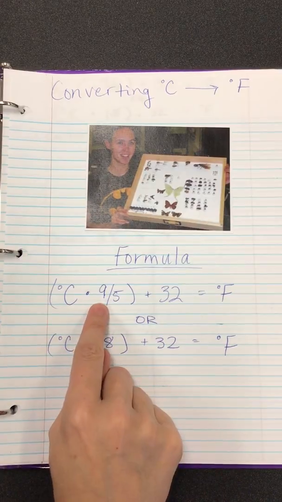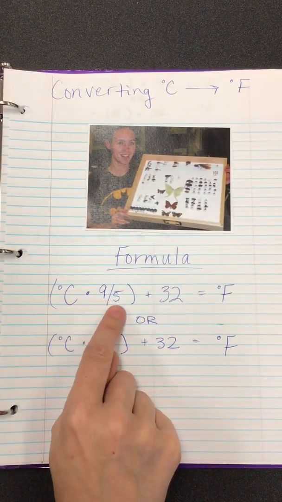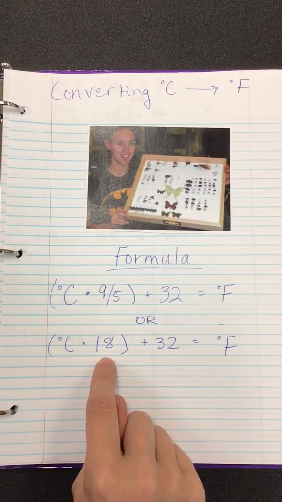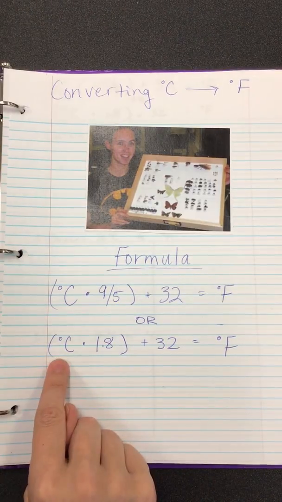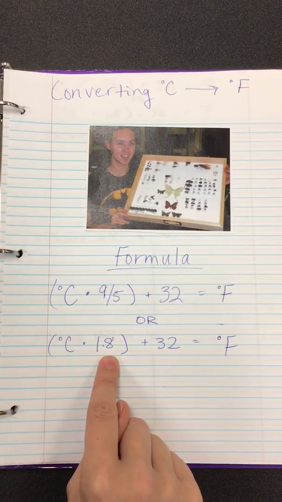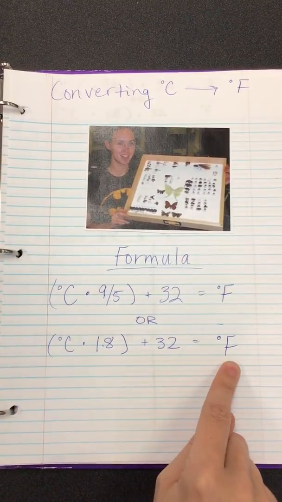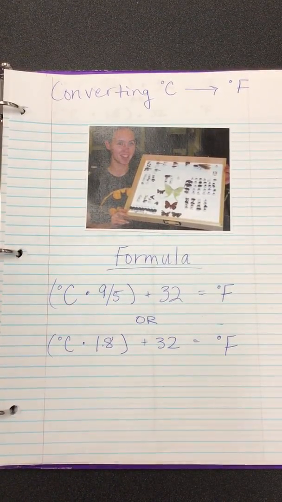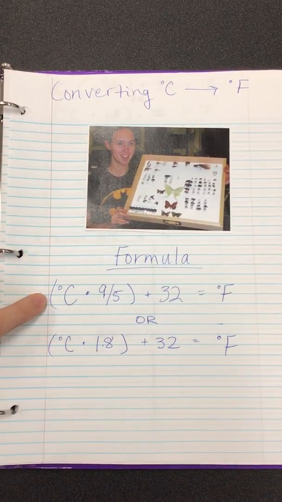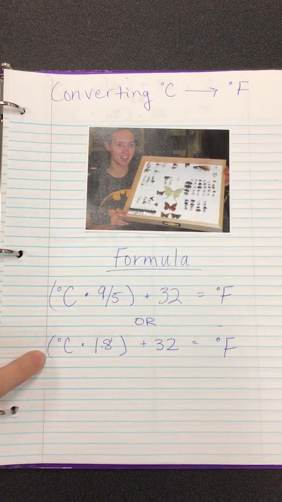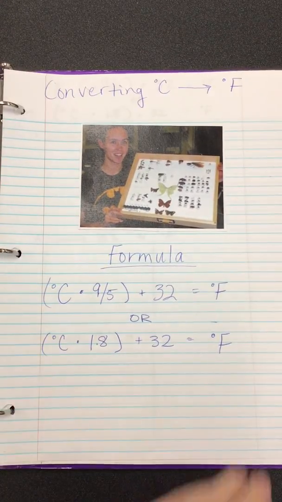If you go ahead and divide 9 by 5, 9 divided by 5 gives you 1.8. So another way to write this formula is degrees Celsius times 1.8, then add 32 to that total to get your degrees Fahrenheit. I'm going to go through 3 simple examples using both multiplying fractions and multiplying using the number 1.8.